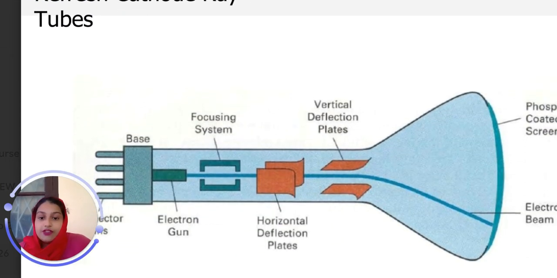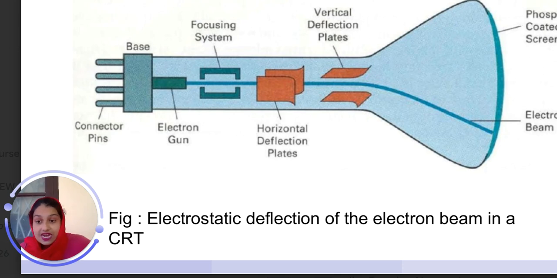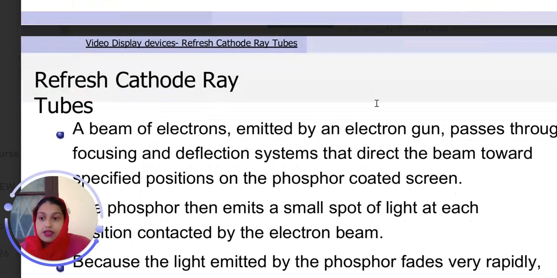Then we have the refresh cathode ray tube again. This one is the electrostatic deflection one. Here we have the horizontal deflection plate and the vertical deflection plate. The rest of everything is the same.